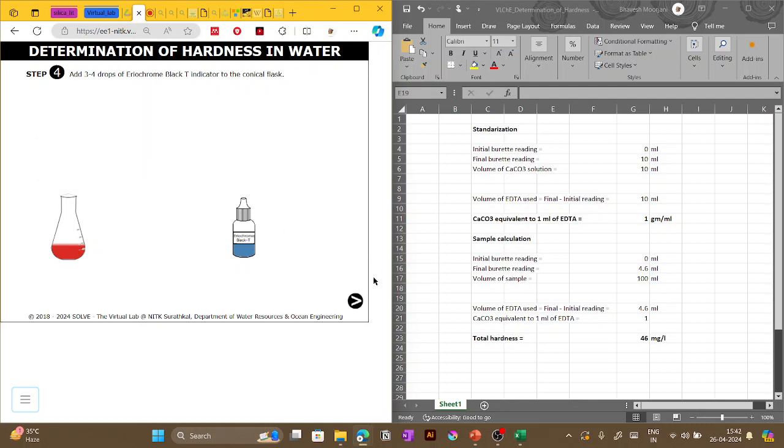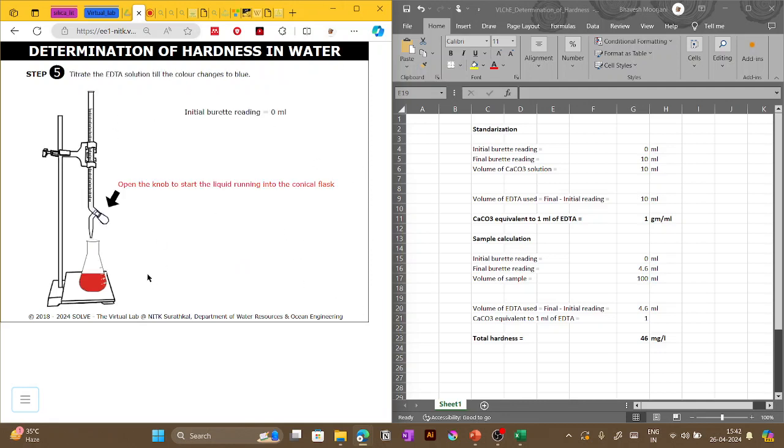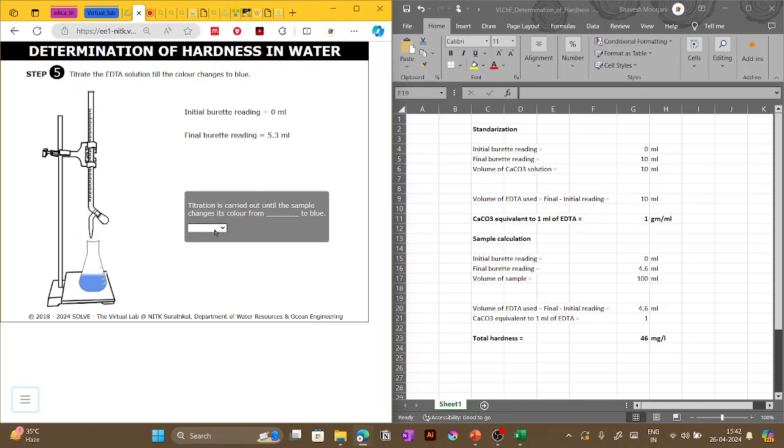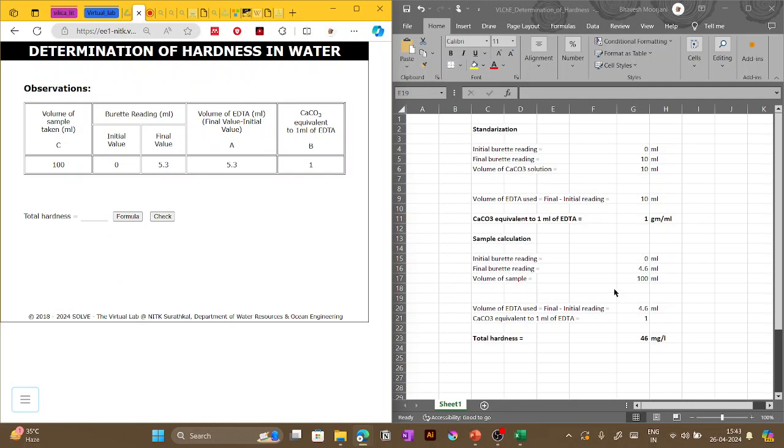See, this indicator is not used to detect the rare earth metal. It's kind of an end point, right? So I think they have some mistake in there. Start the titration part. Titration is carried out until the sample changes its color from wine red to blue, right? Move forward. So now note down the reading.